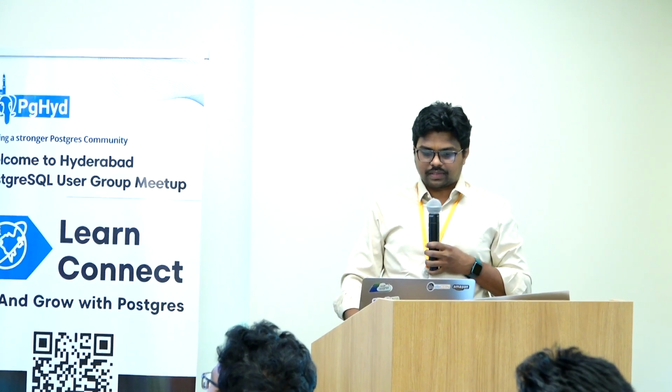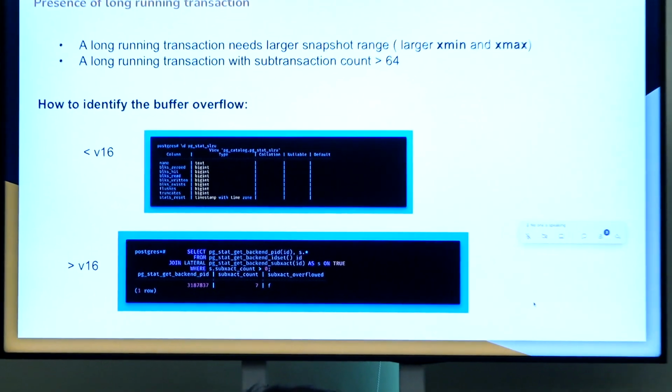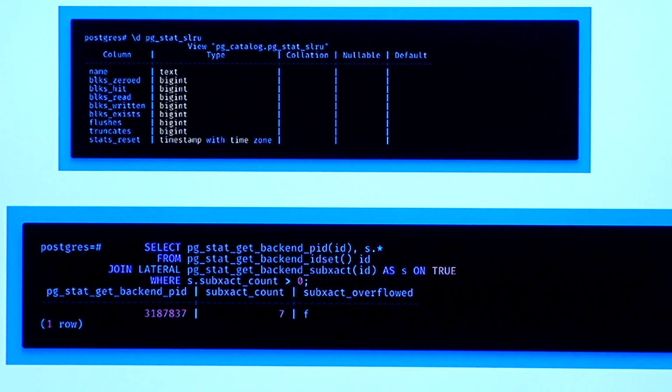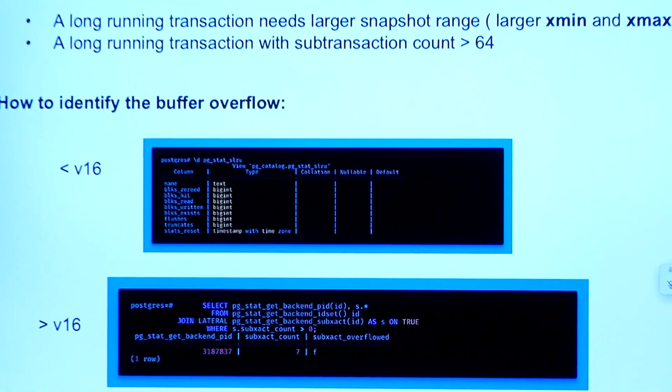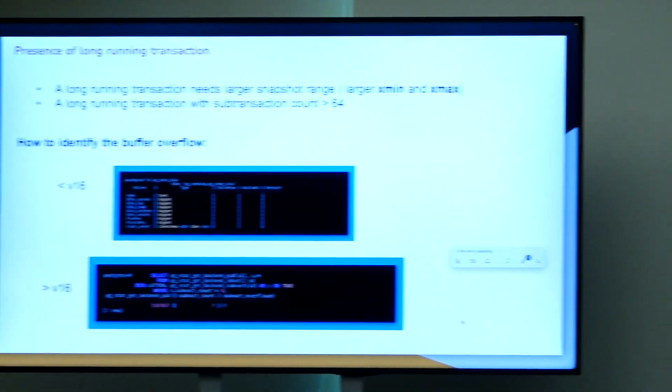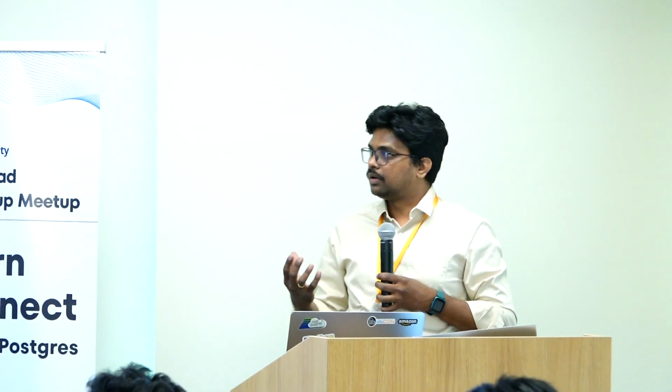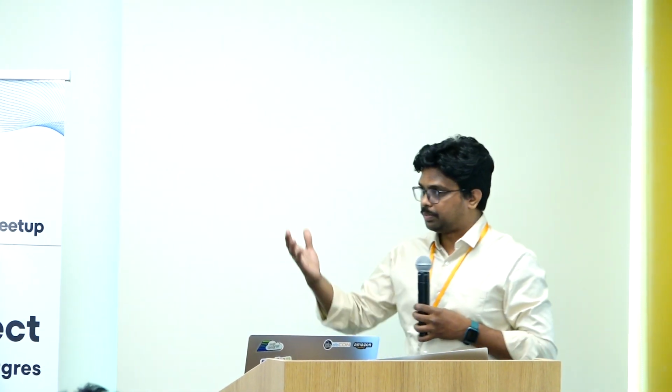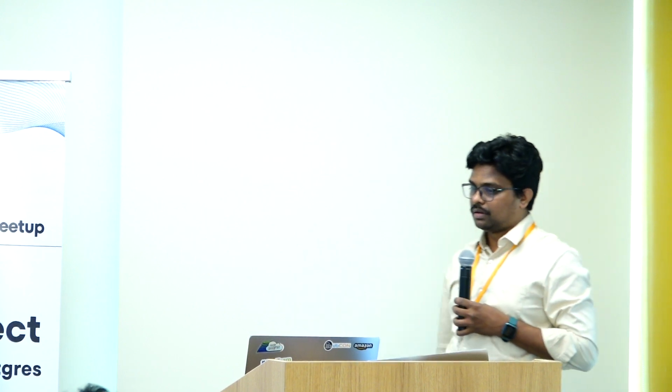So as I said, having subtransactions is good as long as we are not overflowing the cache. If you are overflowing the cache, and that too with a long-running transaction, this is a painful thing to monitor. The customer I worked with was running on version 14, so there is no particular view to easily troubleshoot. We had to deep dive and understand the program code. One thing we nailed down was that, prior to version 16, the pg_stat_slru view has a subtransaction section where we started seeing the reads.